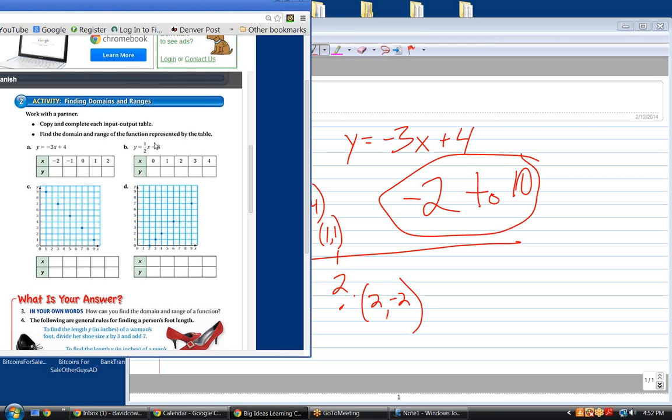But for this particular book and chapter, they may only be talking about domain and range represented by the table. Okay? They're not really talking about the domain and range represented by the function, which is what I was talking about. If we were talking about the domain and range represented by the function, both of these would be all reals for domain and all reals for range. But since we're talking about it based on the table, the domain is 0 to 4. X can only be 0 or 1 or 2 or 3 or 4.